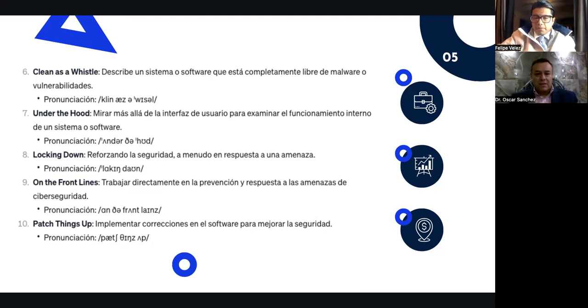So, patch things up. We need to patch things up. Patch things up means to implement corrections on a software. It's also an instruction, a command: patch things up. Correct it. Do it again. Do it correctly.